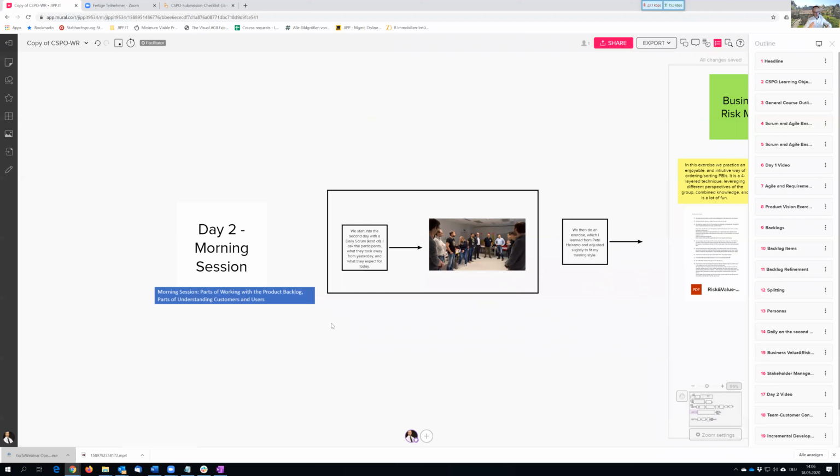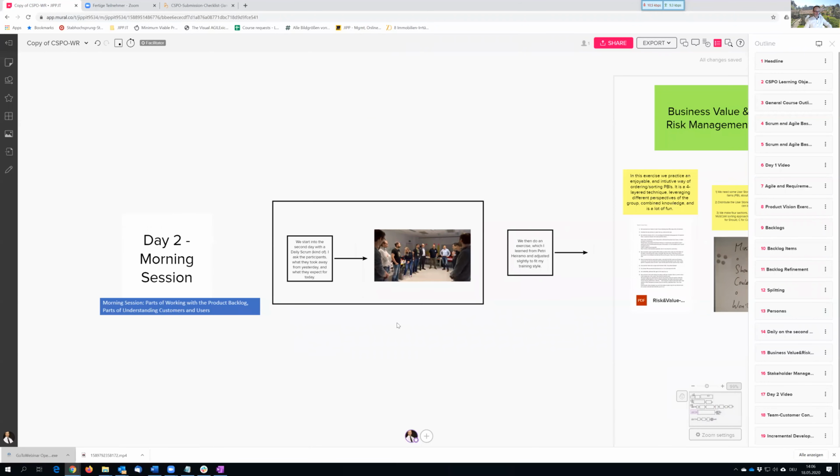Not too much, because that's more a topic for the Scrum Master classes and was covered briefly already on the first day anyway. So the second day, the morning session of that, is parts of working with the product owner, with the product backlog, and parts of understanding customers and users once again.